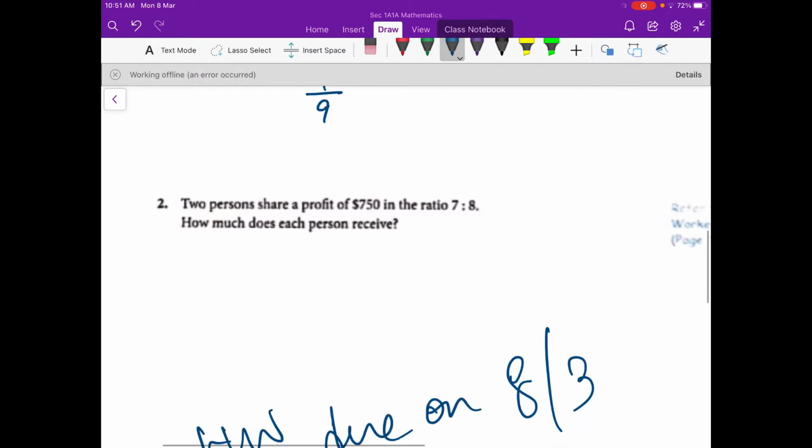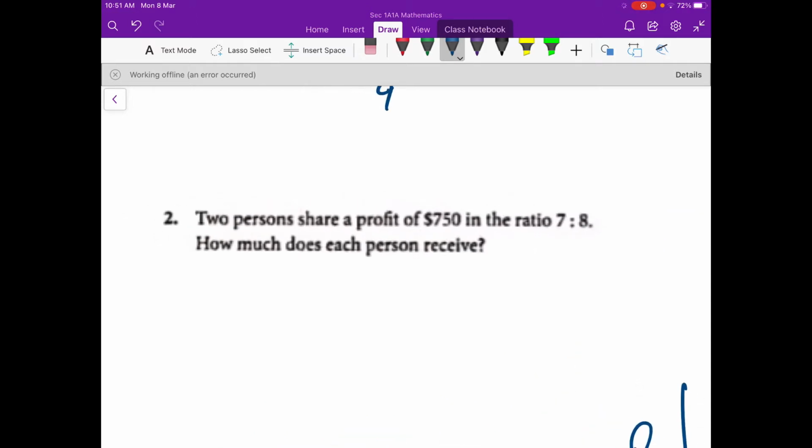And then 2 people, they share a profit of $750 in this following ratio, 7 to 8. So it wasn't a fair sharing. Somebody got more. The second person actually got more. Just a bit more. Okay, how much does each person receive?